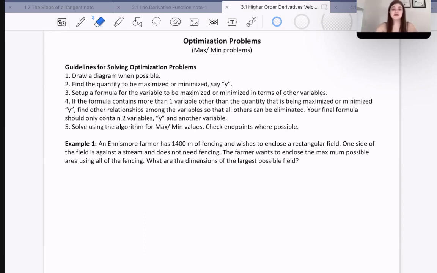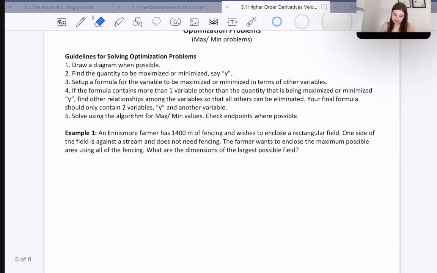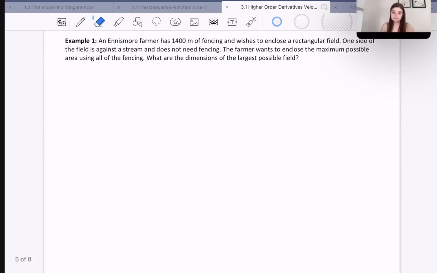All right, very good. So let's start with this example here. It says an Ennismore farmer has 1,400 meters of fencing and wishes to enclose a rectangular field. One side of the field is against a stream and does not need fencing. The farmer wants to enclose the maximum possible area using all of the fencing. What are the dimensions of the largest possible field?